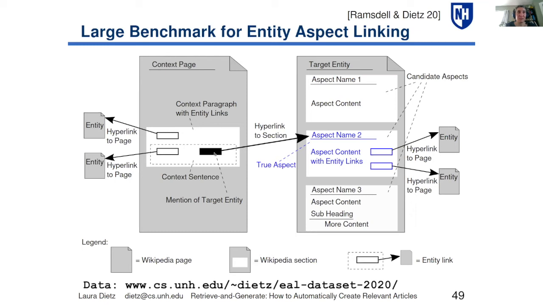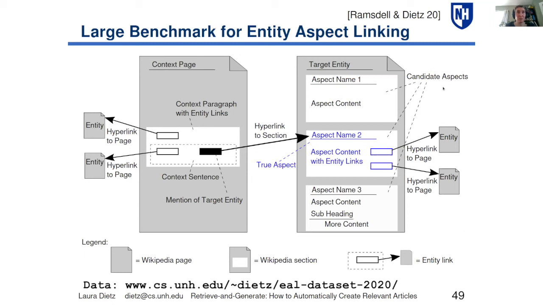And we take the ground truth because some of these entity links on Wikipedia point not just to another page, but to a section on another page. So we use that information of hyperlinks to a section to train our aspect linker. Now this section has a heading, which we call the aspect name, and has further content and more information about entities.